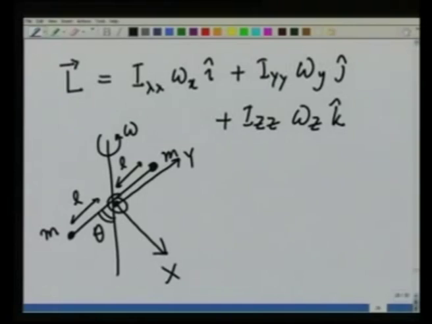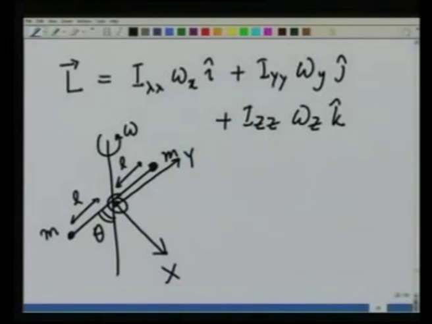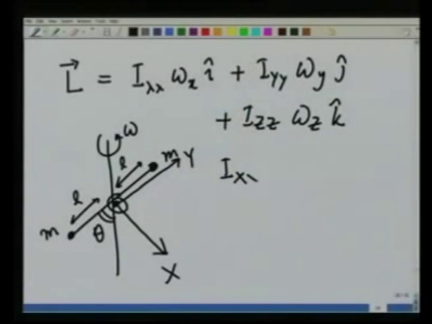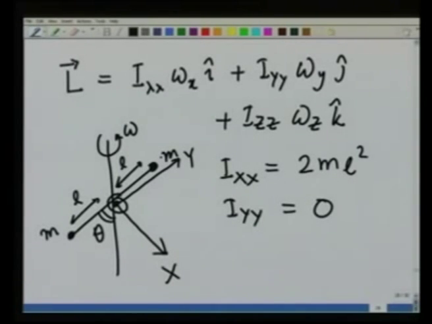By symmetry you can see that these are a principal set of axes, because along y the x component is 0, so you will find I x y becomes 0. Similarly, you can find other components are going to be 0, except that I x x is going to be ml square times 2, that is 2 ml square. I y y is going to be 0, because from the y axis there is no distance of the masses, and I z z by symmetry is going to be the same as I x x, which is 2 ml square. So, the question is, what is the angular momentum?